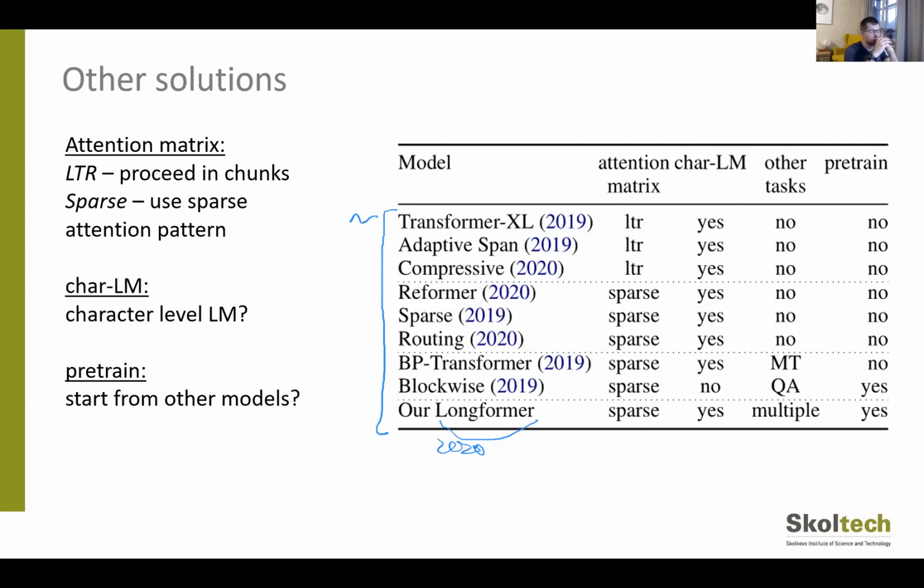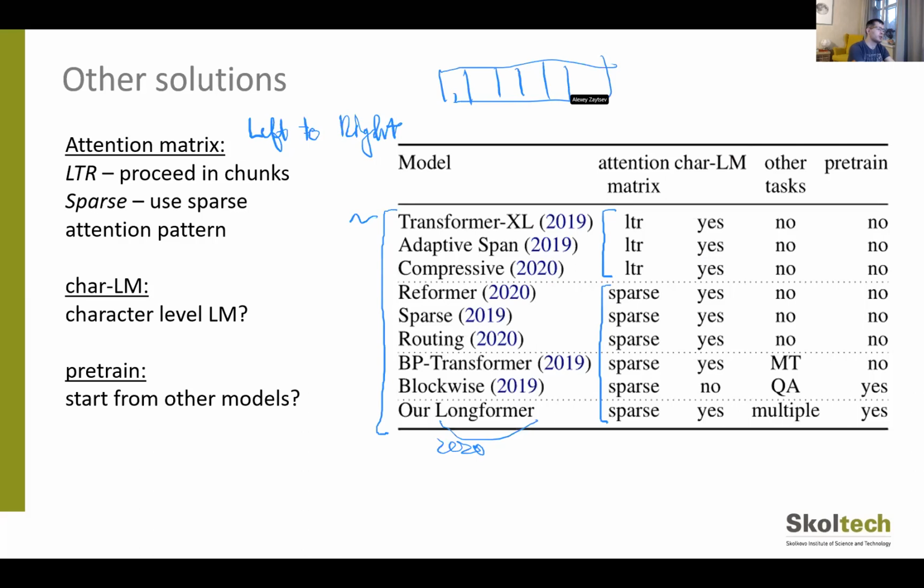We can see that there are generally two big approaches to this problem: LTR and sparse. LTR means that we proceed from left to right. We start from some sequence, and we split the data into chunks, like what we were discussing on the previous slides. We get some kind of embedding, then proceed with another embedding, and so on, and in the end we have an answer to a classification problem, for example.